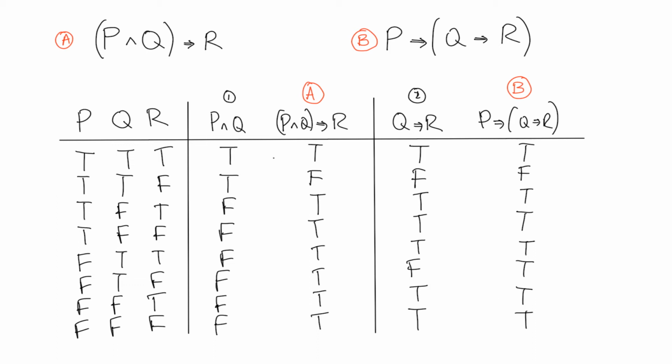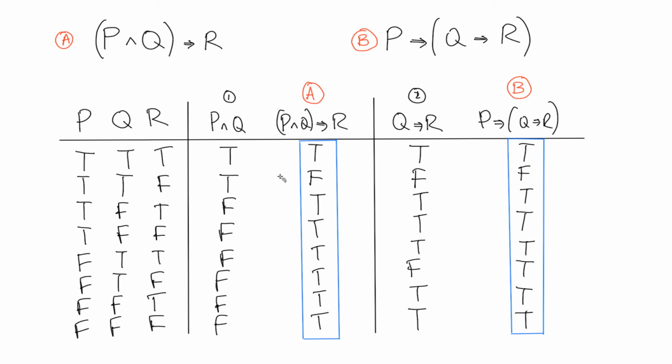And what does this tell me as a result? I can see that my column A and column B have the same values in each row. These are my two final columns for my formulae A and B, and they have the same truth values in every row. That means that whatever truth values these three propositional variables P, Q, and R have, my proposition A and my proposition B always have the same truth value. They're either true in the same situations or false in the same situations. That means that these are logically equivalent.